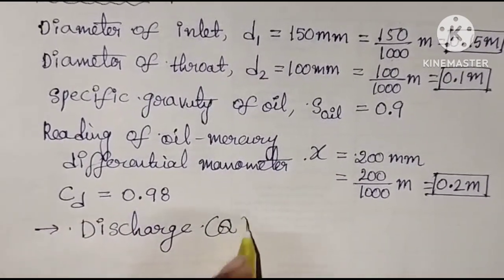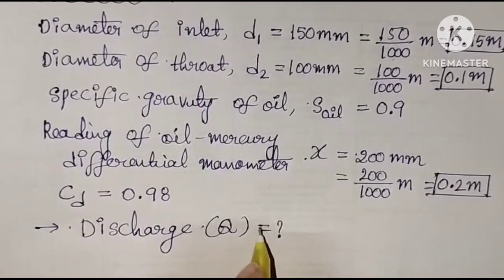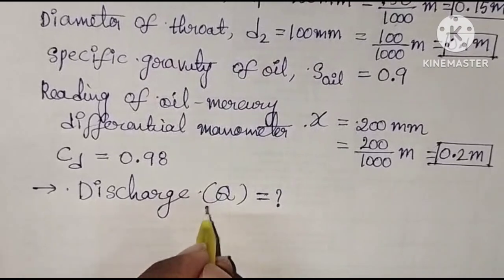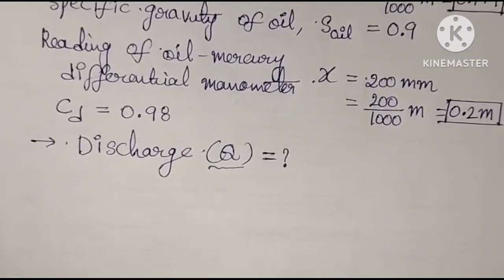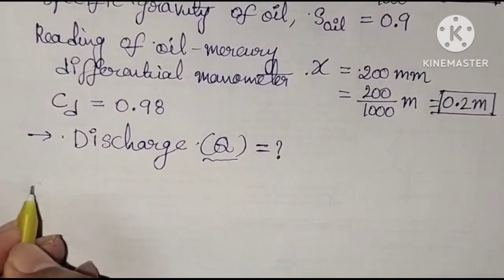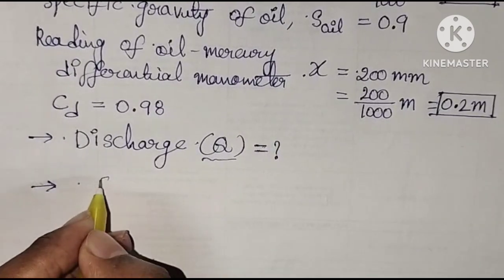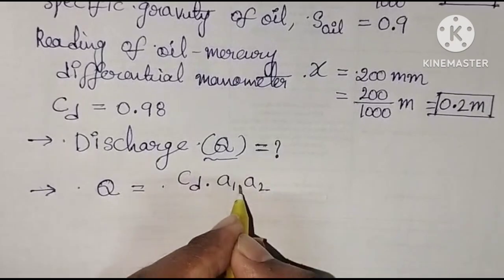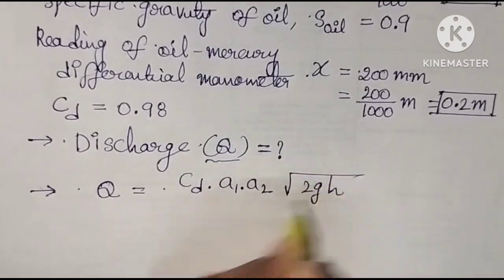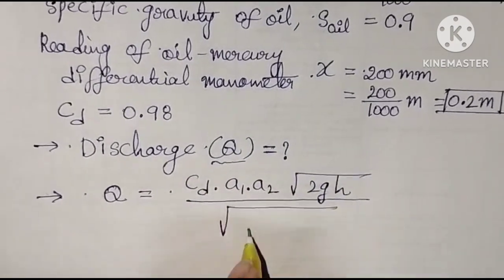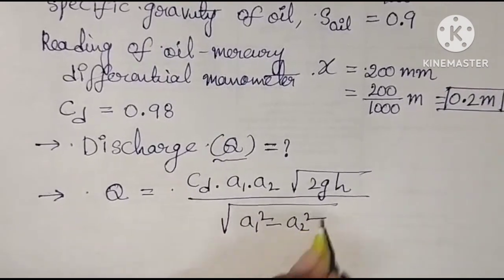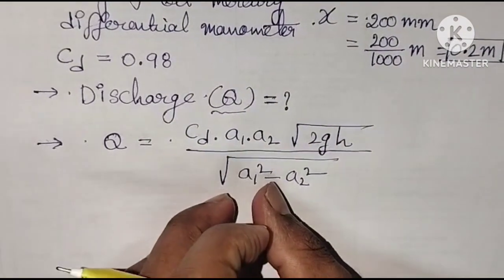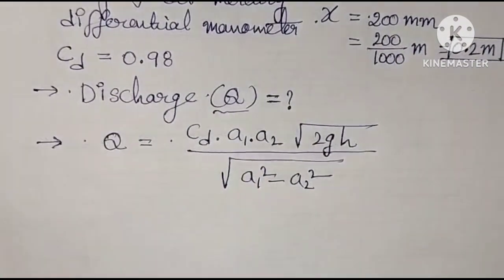Discharge through venturimeter is denoted by capital Q. To find discharge, we have a formula for venturimeter. Discharge through venturimeter is given by Q is equal to CD into A1 A2 root over 2GH by root over A1 square minus A2 square. Now we are going to use this formula to find discharge through venturimeter.